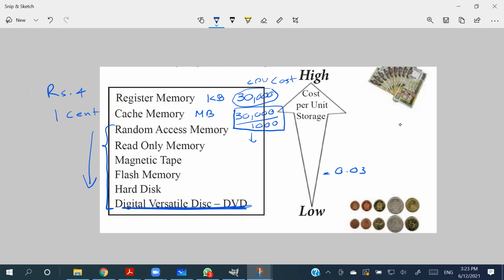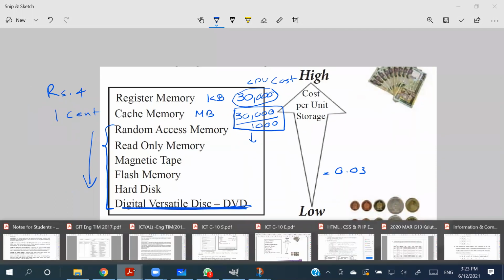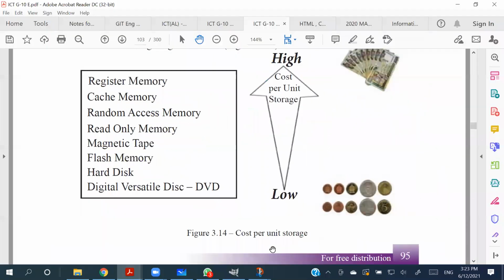Okay, so it's a nice comparison and it's better we write this.